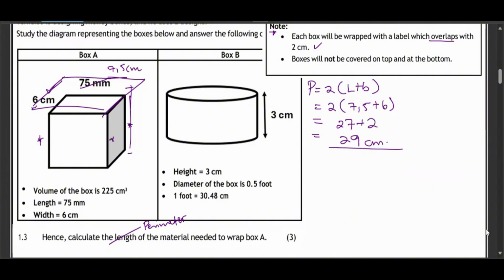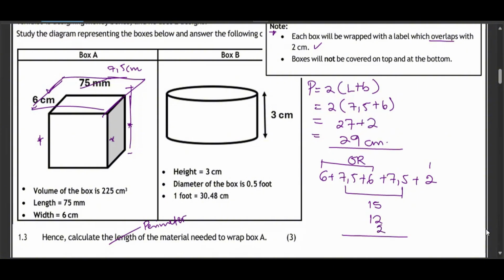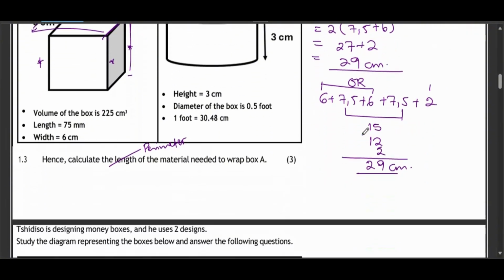29 centimeters. Someone else would have said it's time consuming. Mere looking at these two, this is 15. Mere looking at these two, that is 12. Plus the 2 here. So what do we have? 29. Don't forget the units. Okay, we are continuing. That's how we do it.